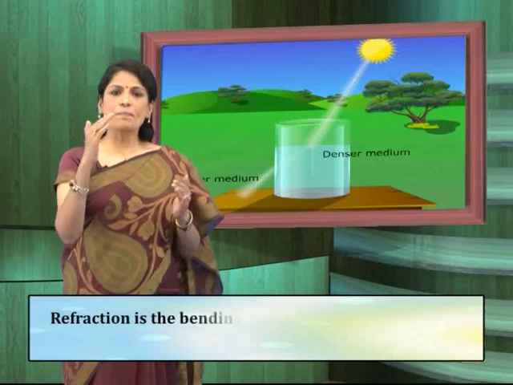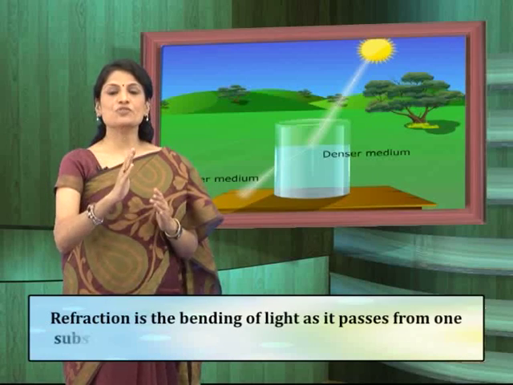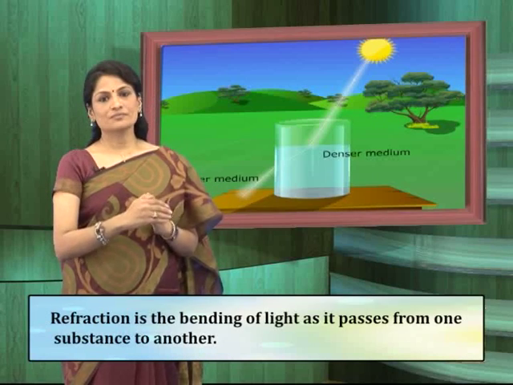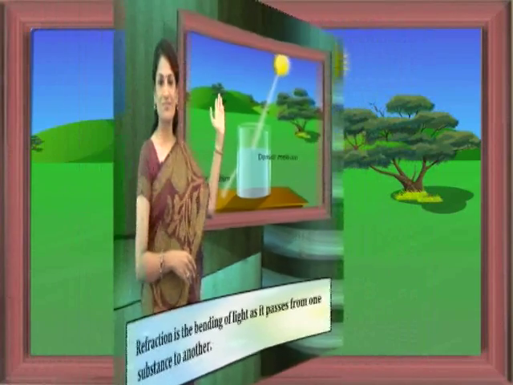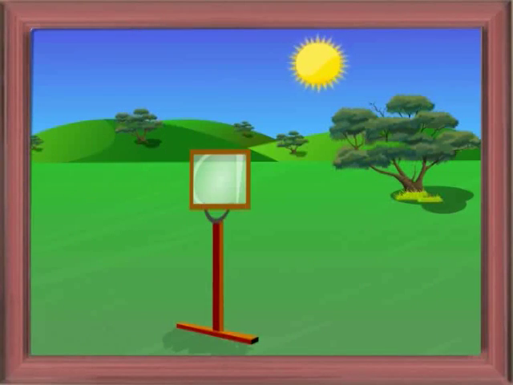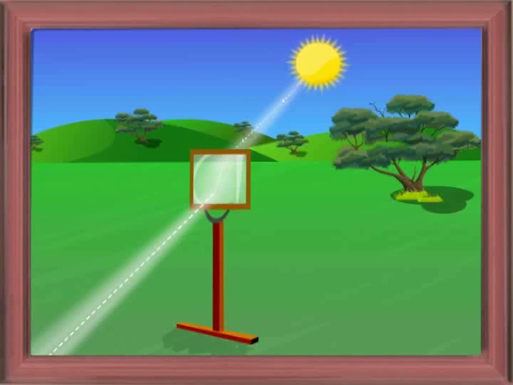Does the corpuscle also follow the law of refraction? Yes, I will explain this to you. But let me first tell you what refraction is. Refraction is the bending of light as it passes from one substance to another. Let's check it. Here, the light ray passes from the air to the glass and back to the air. The bending is caused by the differences in density between the two substances.